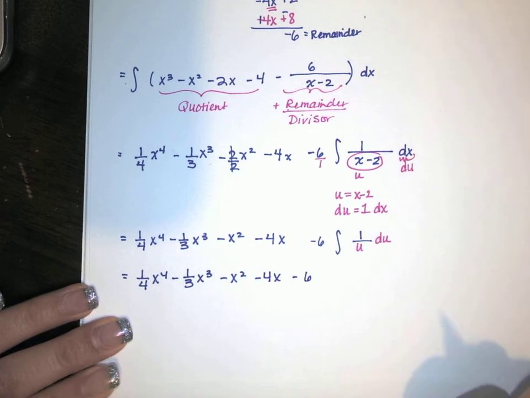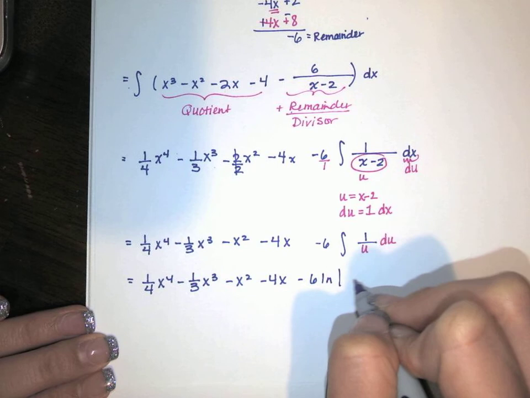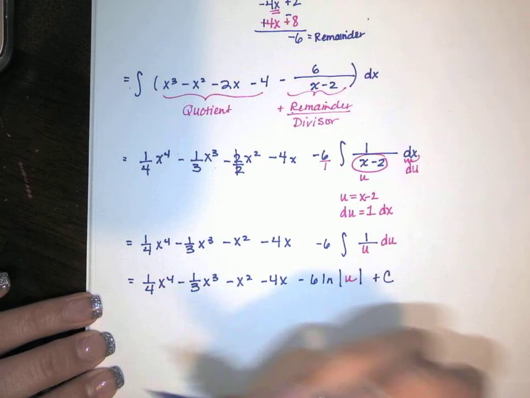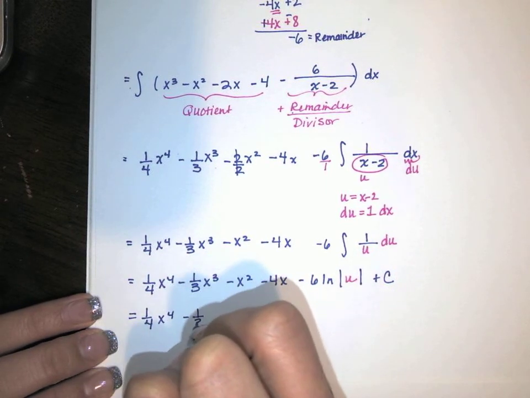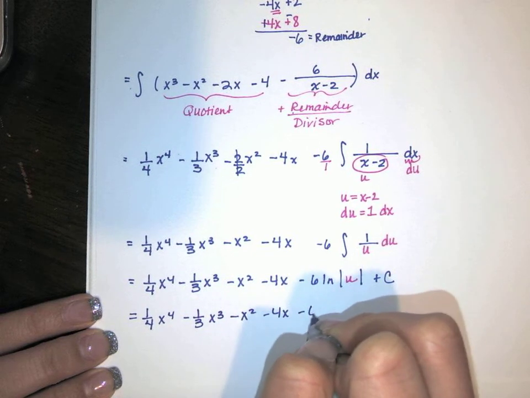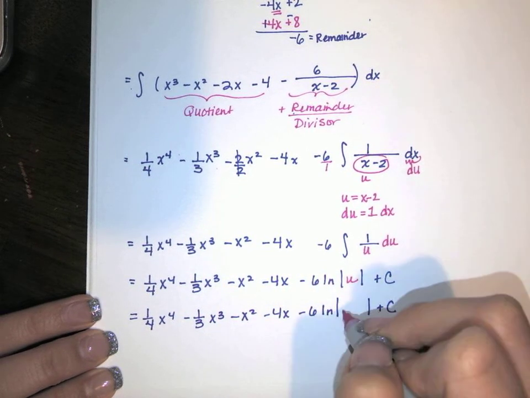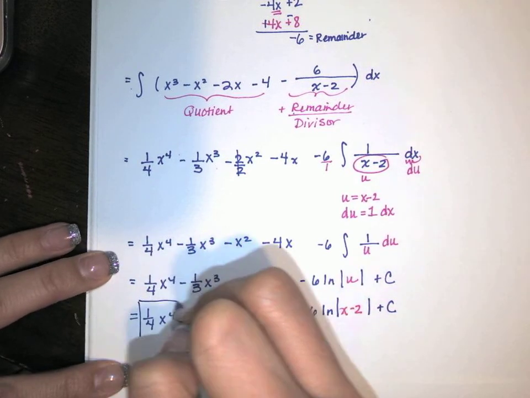Now we're ready to antidifferentiate. The antiderivative of 1 over u is natural log of the absolute value of u plus c. And then don't forget to back substitute. We need a final answer in terms of x, not u. U is something we made up so that we could antidifferentiate. So replace the u with the x minus 2. And that's it, you're done.